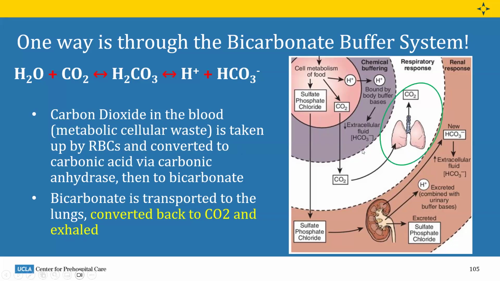Then if we talk about our lungs, expiration, or breathing out, is going to be a huge part of balancing our pH level in our blood, right? Carbon dioxide in our blood, which we produce from our cells, is literally a waste product. It is taken up by our red blood cells and converted to carbonic acid and then to bicarbonate. Bicarbonate is taken to our lungs, converted back into CO2, and we exhale it. So that's how we get rid of CO2.